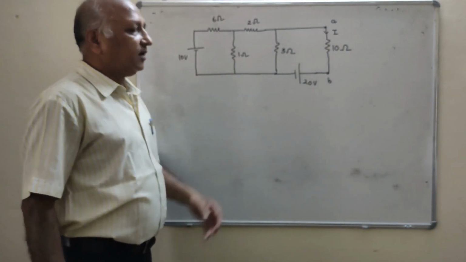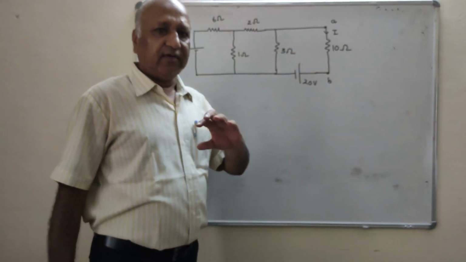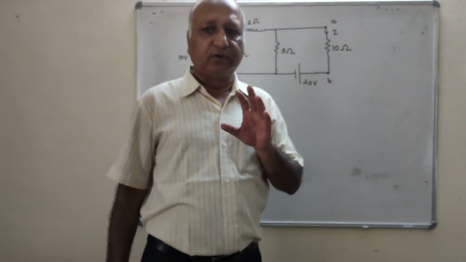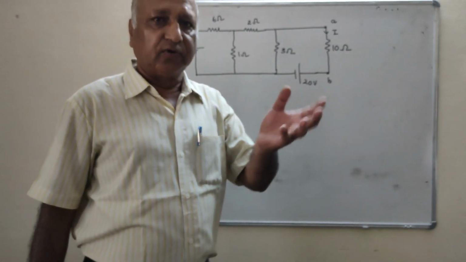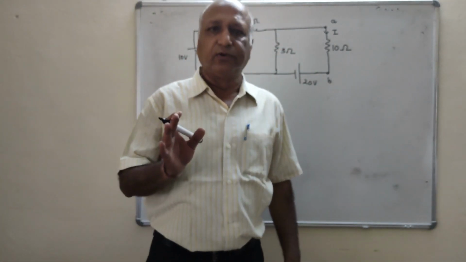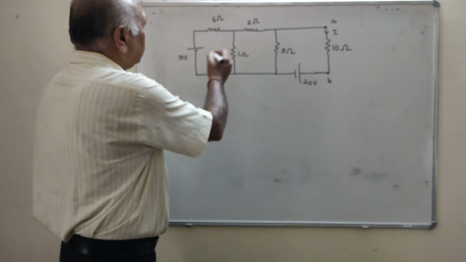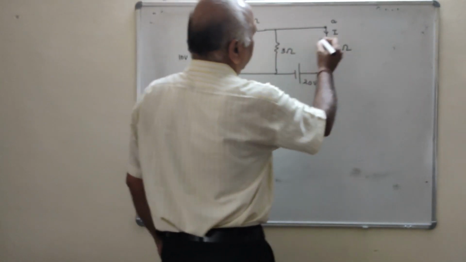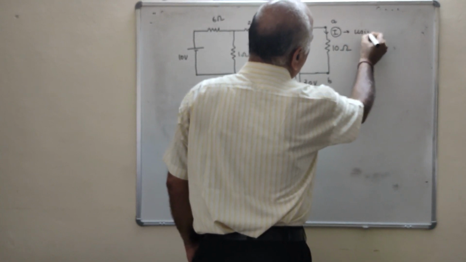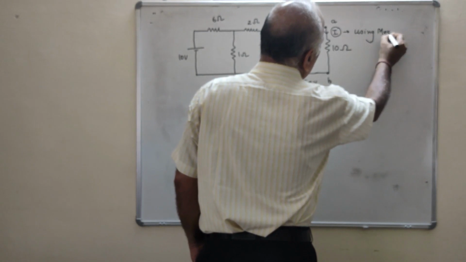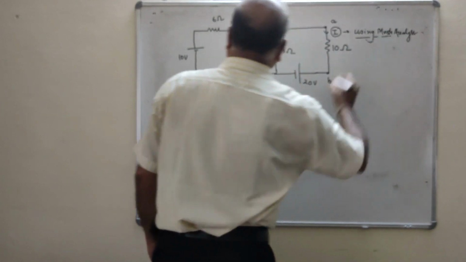It is an example where we are using 3 meshes. Clear? Here, in the first we use 2 meshes. In the second, we convert the AC current source into a voltage source. Again it was of 2 meshes, but it is an example of 3 meshes. Clear? Now you will see we have to find the current I using mesh analysis. This question is asked in various university examinations.